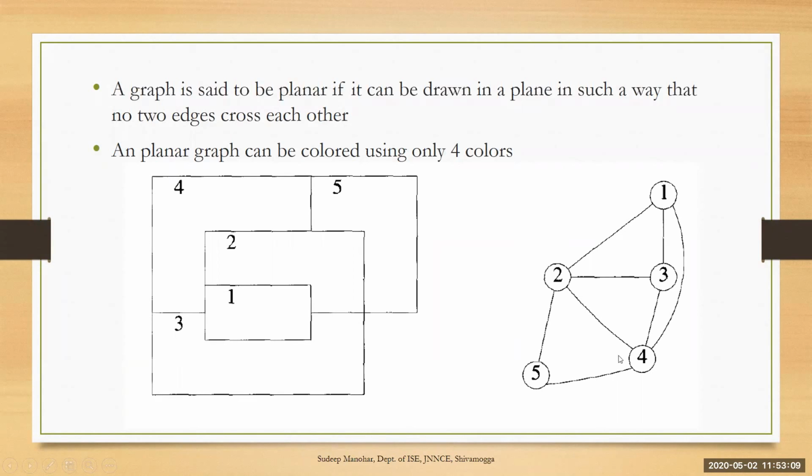Take vertex number 4. 4 is adjacent to 5. 4 is adjacent to 2. 4 is adjacent to 1 also. 4 is adjacent to 3 also. So from 4, it connects to every other vertex. Next take 5. 5 is adjacent to 4. 5 is adjacent to 2. Only 2 vertices. So 5 is adjacent to 2 and 4. Like this, a given planar graph can be converted into a graph. Now the graph coloring concept can be used on this graph, and you can see the maximum number of colors needed to color these planes.